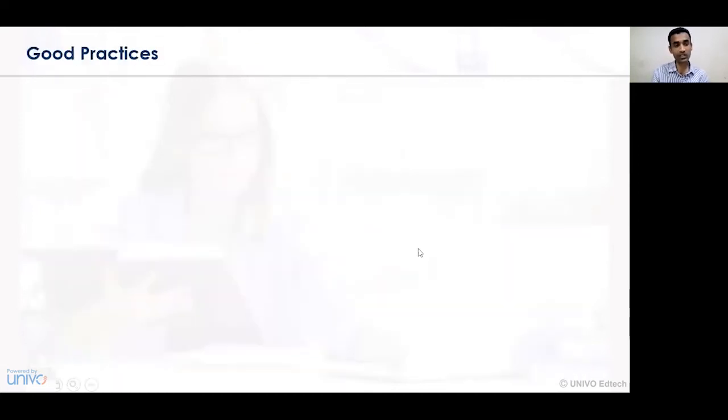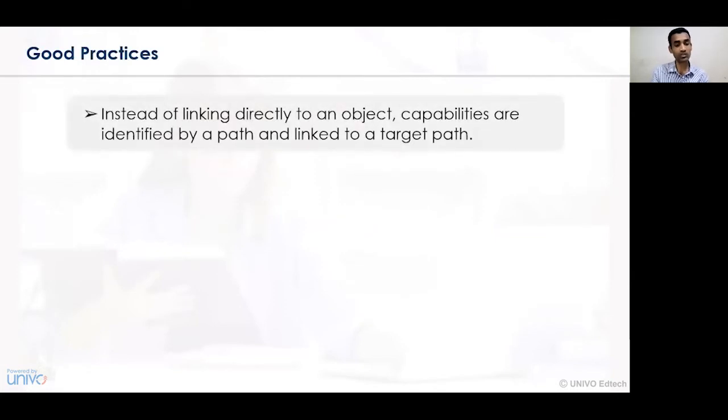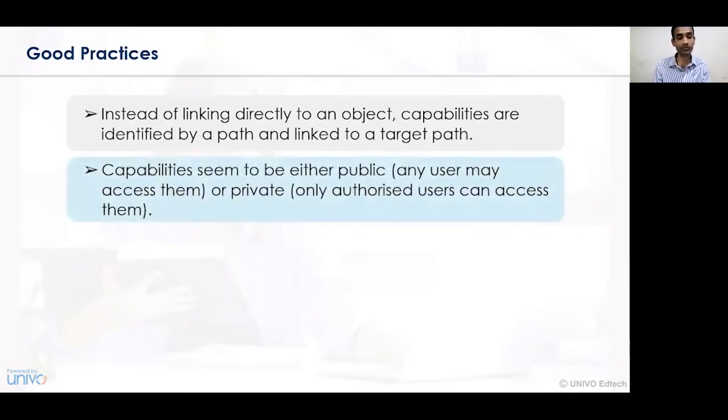Now let's understand the next step as to what are the various good practices that have been undertaken in terms of the capability-based control. So instead of linking directly to an object, the capabilities are identified by a certain path and linked to a target path. So accordingly, it is a well-coordinated series of activities wherein the product or activity moves from one level to another level, one activity to another activity, and it is not linked directly to an object. So instead of linking directly to an object, we identify what capabilities or what steps need to be undertaken. And on those particular steps, the path and link to a target path is provided, and the product keeps on moving from one product category to another product category.